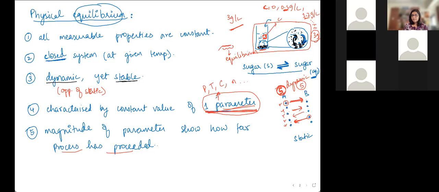Again, as I said, the parameter can be either pressure or temperature or concentration or number of moles, or it can be vapor pressure. It depends on what process you're considering there. It can be mass, could be anything.